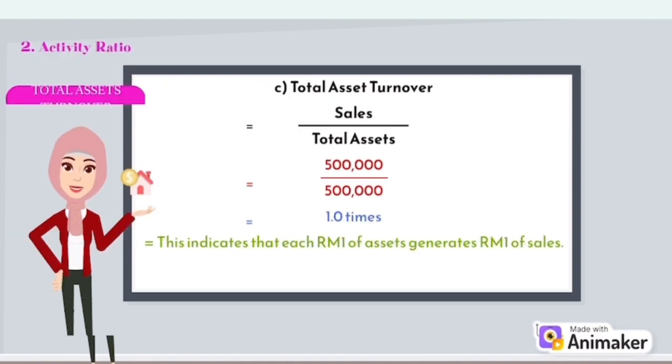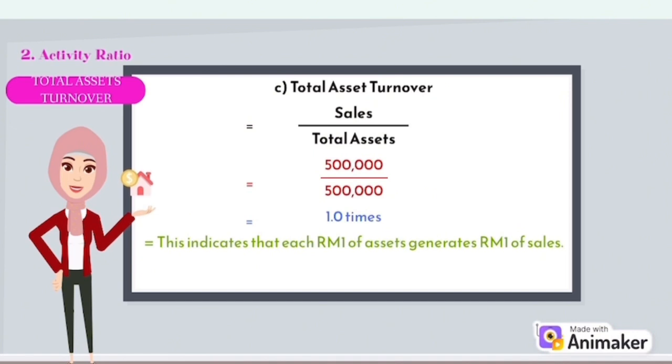Total assets turnover. The formula for total asset turnover is sales divided by total assets. In this case, the sales are 500,000 and the total assets are also 500,000. To calculate the total asset turnover ratio, we divide 500,000 by 500,000, which gives 1.0 times. This indicates that each ringgit of assets generates 1 ringgit of sales.